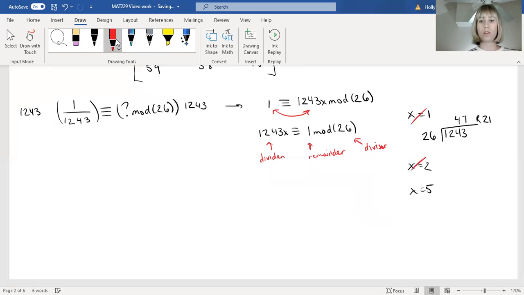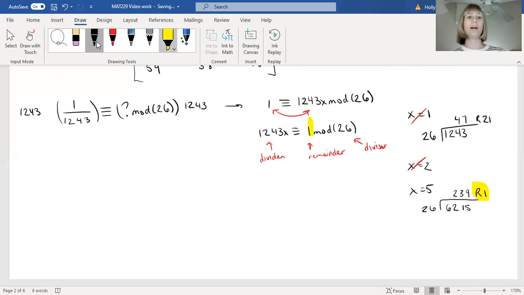Okay, so the way that one looks is, let's just take a look at it. It's going to be 5 times 1243, which equals 6215. If you divide that by 26, you're going to get 239 with a remainder of 1. So since we have that remainder of 1, that's what we wanted. So now we know that 5 is the correct answer for x.